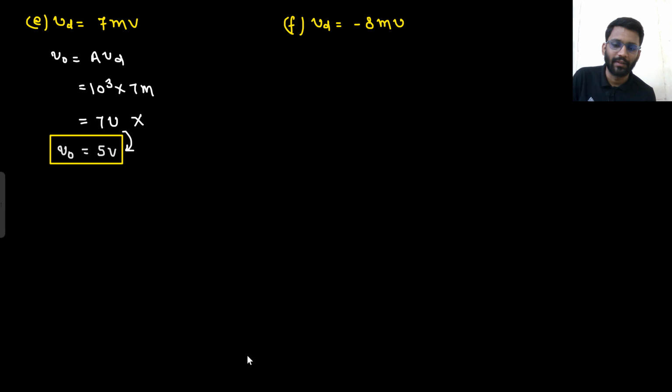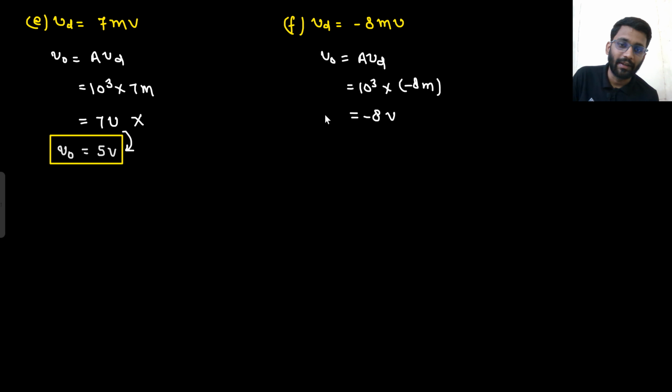It will be saturated. What about this? V naught is A into Vd. A is 10 to the power 3. Vd is minus 8 milli. So your V naught should be minus 8 volt. But it cannot go below minus 5. The range is minus 5, so your output can be between minus 5 to plus 5. That's it. So your output will be saturated to minus 5 volt.